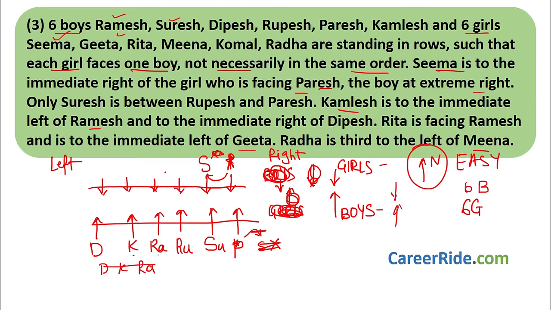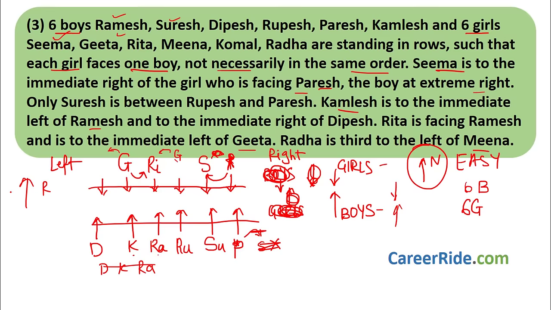Rita is facing Ramesh and is to the immediate left of Geeta. Now many people, in a hurry, will think, okay, this is getting solved, I'll get marks. The mistake they'll make is they'll write Geeta over here and say immediate left of Geeta is Rita. But no, Rita, Geeta, all the girls are facing downwards towards south. That means left of Geeta. So Geeta has to come over here, then only left of Geeta is Rita, because this side is right of Geeta. Correct? It is exactly opposite to what we have right now, because we are facing towards north.